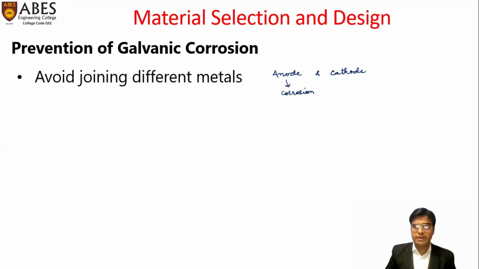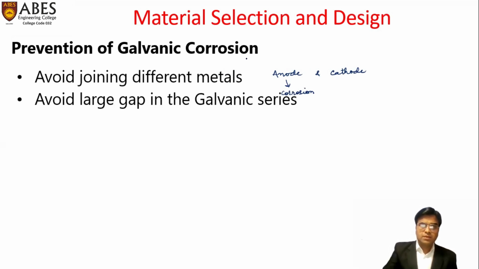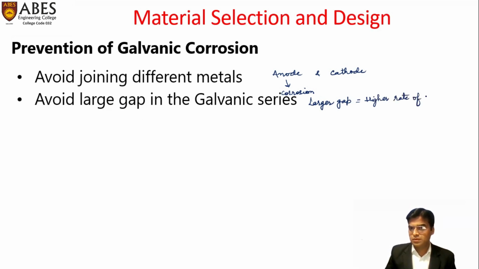So two different metals may form a galvanic couple, in which case the metal which is working as anode will undergo corrosion. To avoid it, we should use a single kind of metal. Even if we have to use different kinds of metal, we should choose them in such a way that those metals should not have a large gap in their position in the galvanic series, because the larger the gap, the greater will be the rate of corrosion.